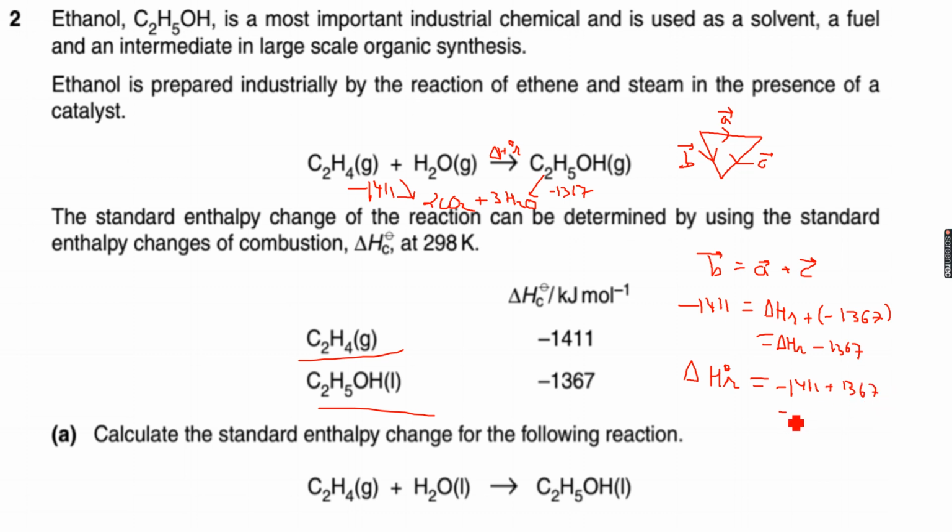And when I do this on my calculator, I get minus 1411 plus 1367, I get minus 44 kilojoule per mole. Units are very important, kilojoule per mole. So this is the enthalpy change of this reaction. This is an exothermic reaction.